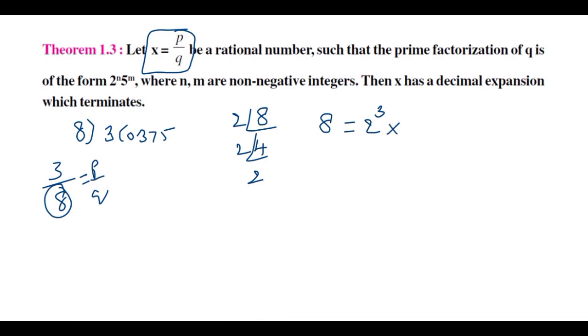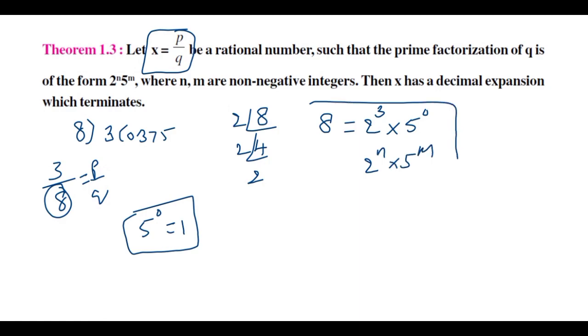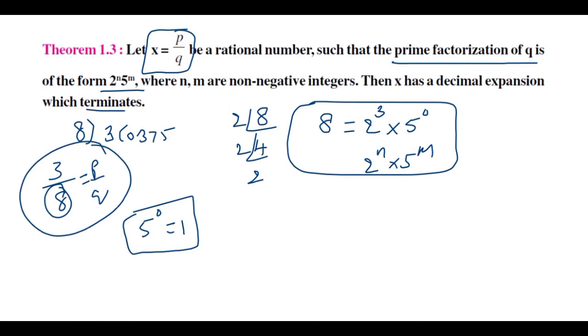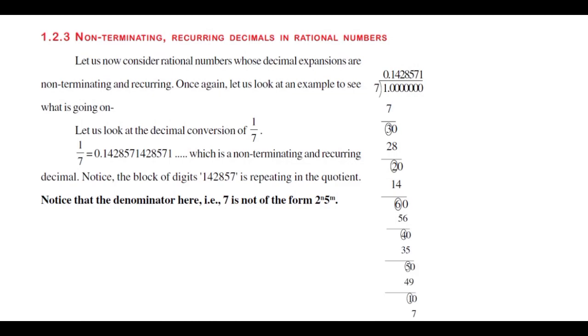So how can I write that 5 like 5 power 0? Because anything power 0 is 1. So instead of 1 I can write here 5 to the power of 0. Now this prime factorization is in the form of 2 power n into 5 power m. So that's the reason this is a terminating decimal. I hope you understood this one.